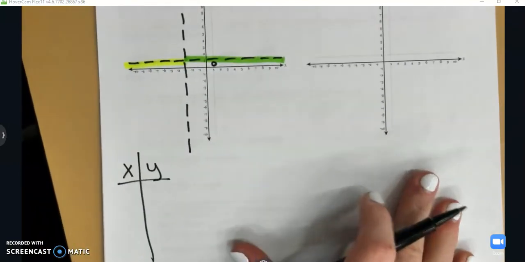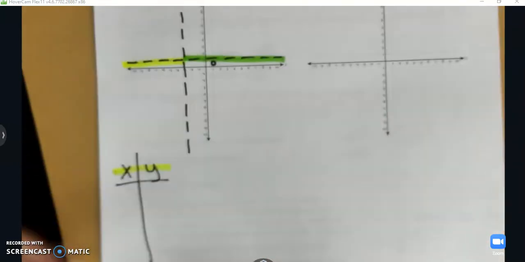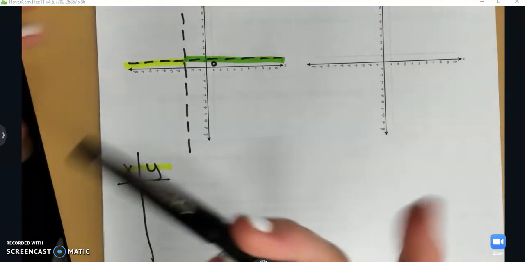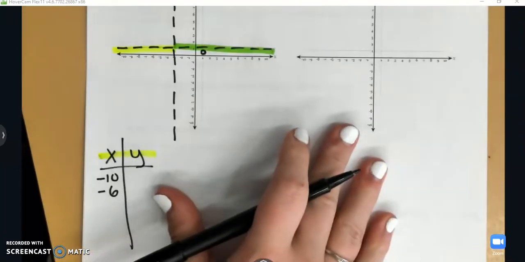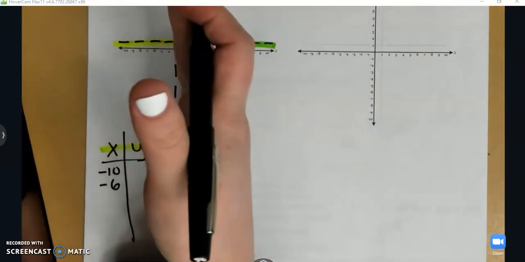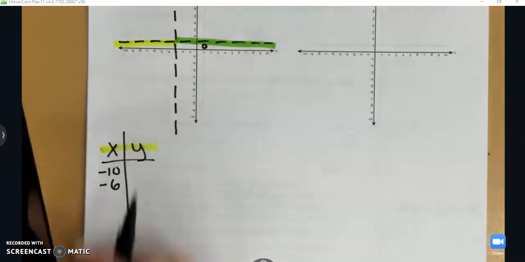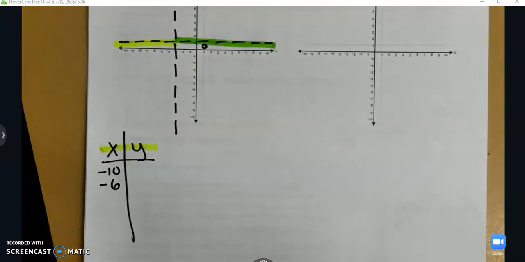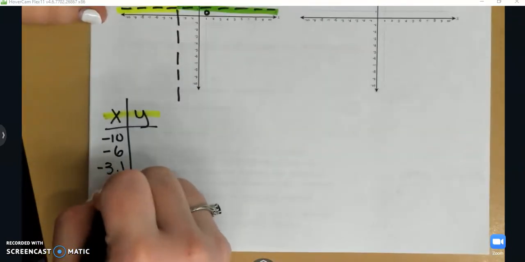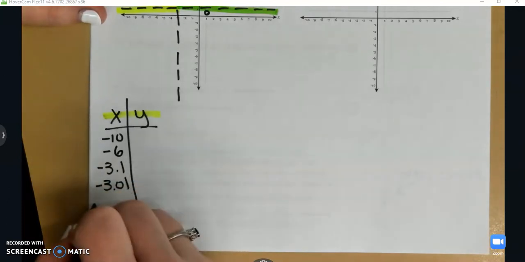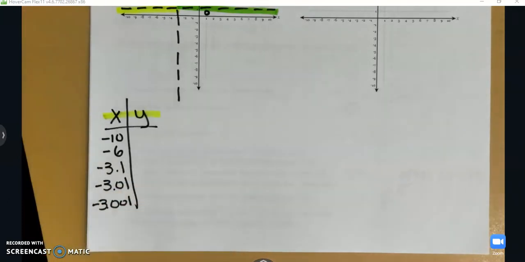What x values exist in my yellow portion of my graph? Well, I've got like -10. We could skip a few up to -6. But basically, where it's going to be hitting a wall is when it gets to -3. So what I want to do is find values that are close to -3 but don't quite equal -3, because if I put in -3, I'm going to get an error. So we could do like -3.1, -3.01, -3.001. Essentially, we just want the table to give us an idea of what is going on with our graph.